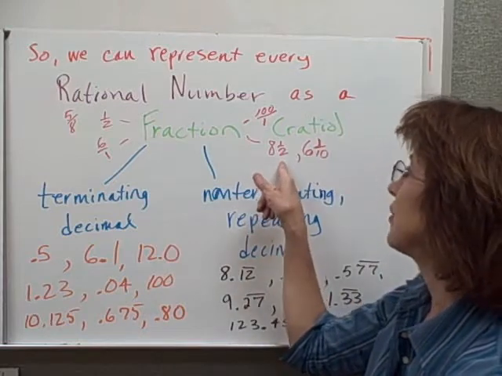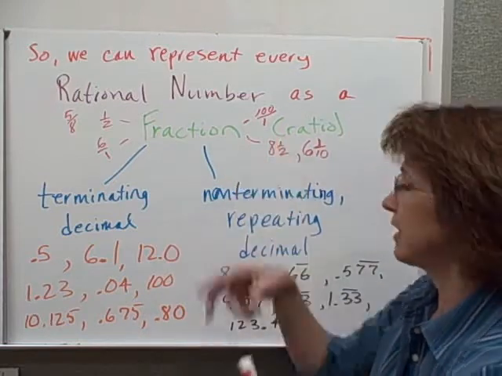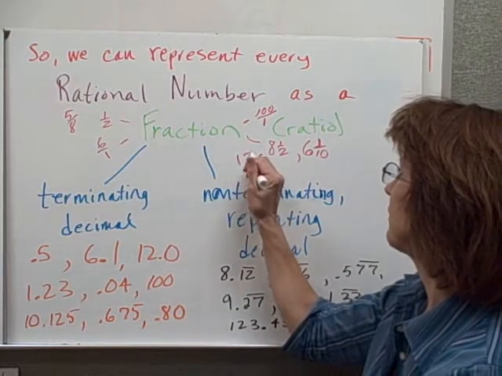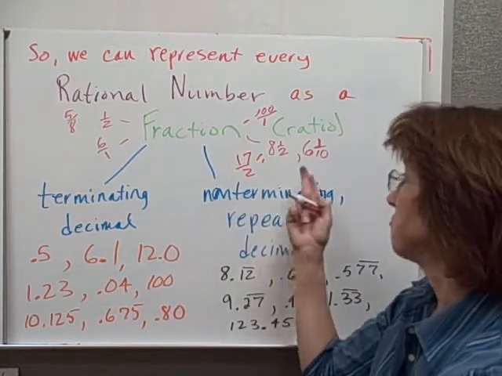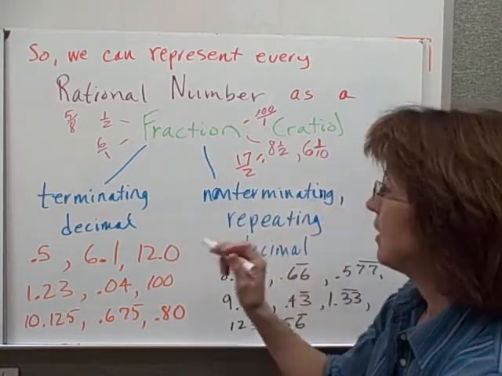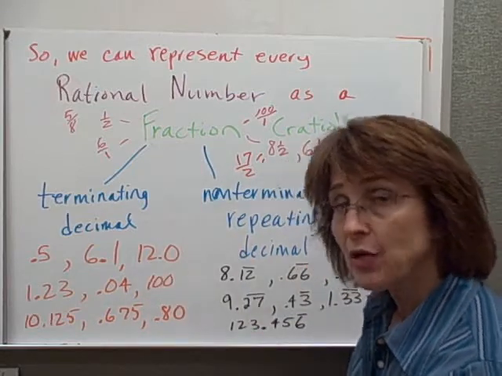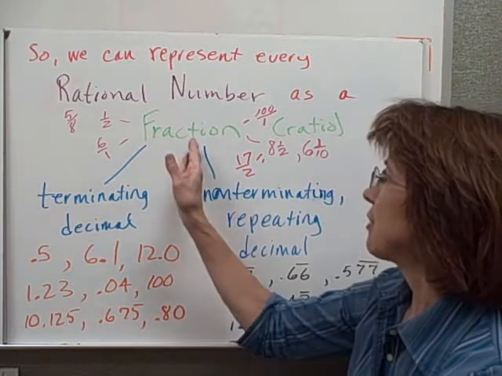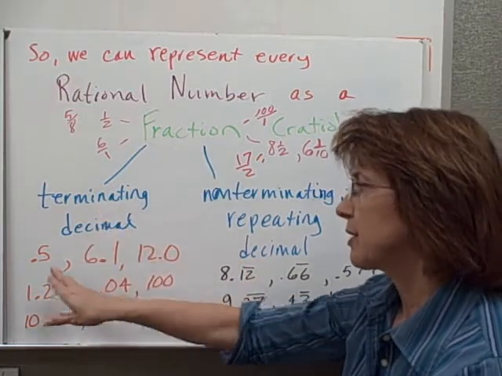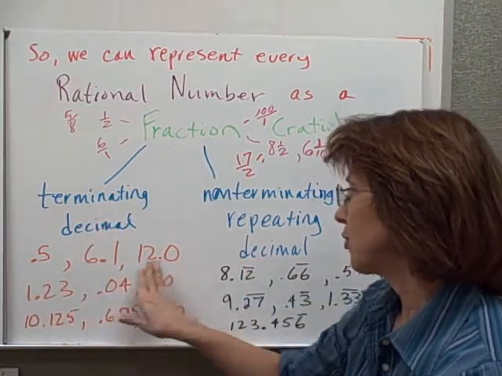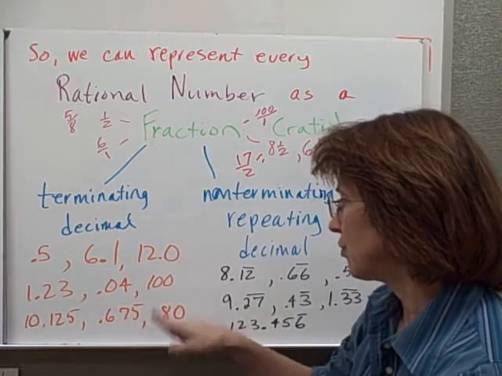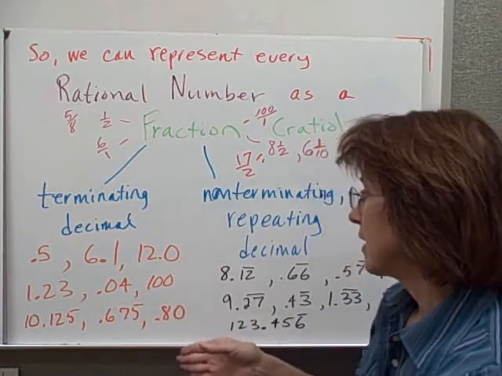Even 8.5, we can go 2 times 8 is 16 plus 1 is 17, so this would really equal 17 halves. It's still a fraction, every number. 6 and 1/10, same thing. Well, those fractions can be divided into two different categories when it comes to decimals. We can represent the fractions as terminating decimals, like 0.5, 6.1. They all end, they don't keep going.